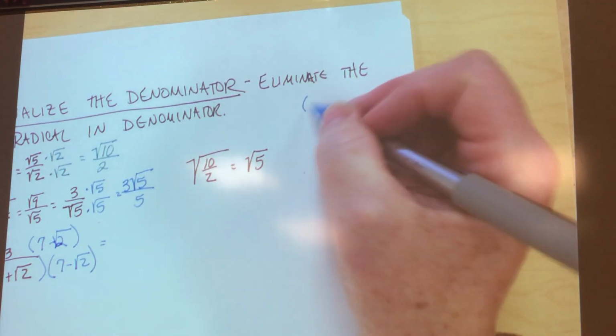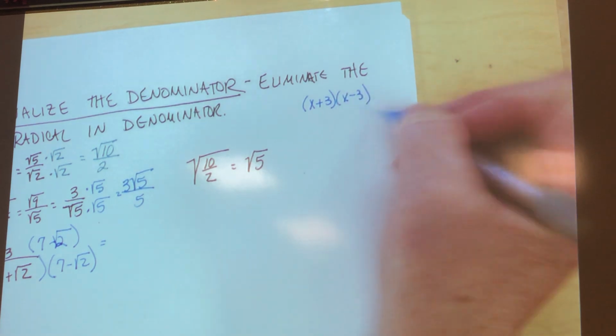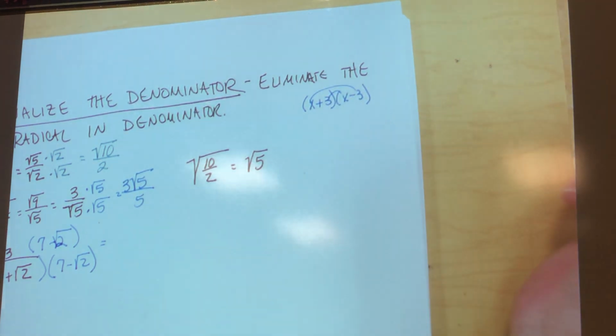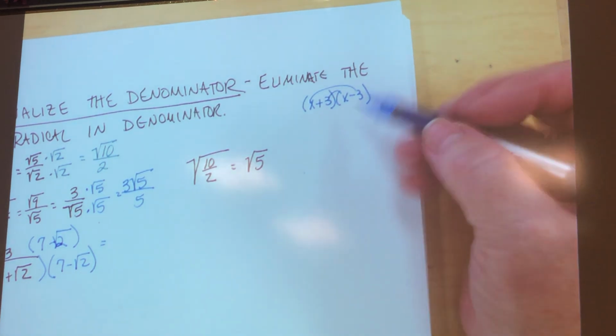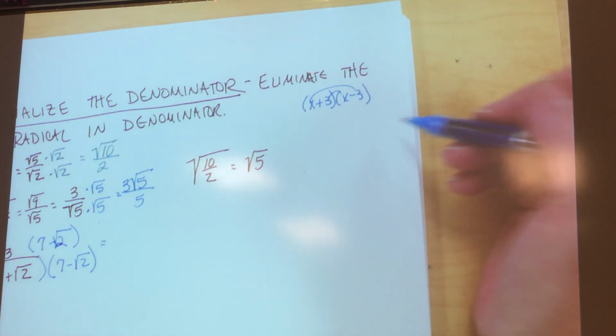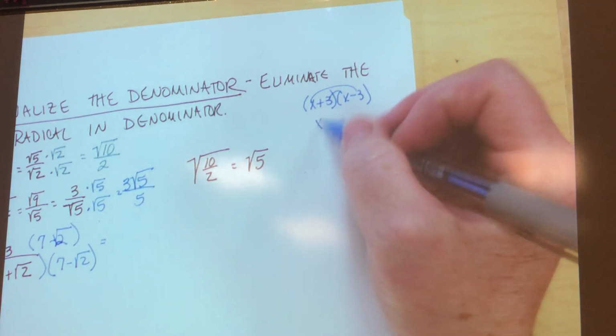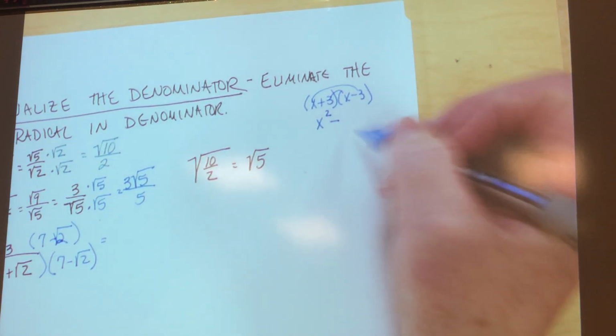When we multiply, y'all remember how we multiplied conjugates? Like x plus 3 times x minus 3. What happens to the inners and the outers? They cancel each other out. A plus 3x and a minus 3x. They go away. And what do you end up with? The difference of two perfect squares. Square the first. Minus, square the last.